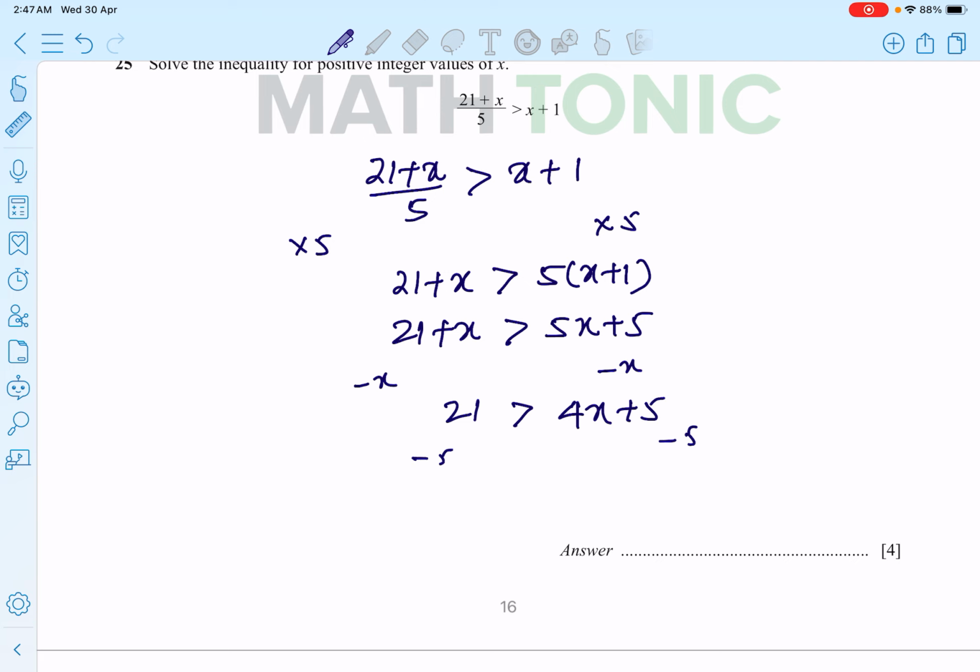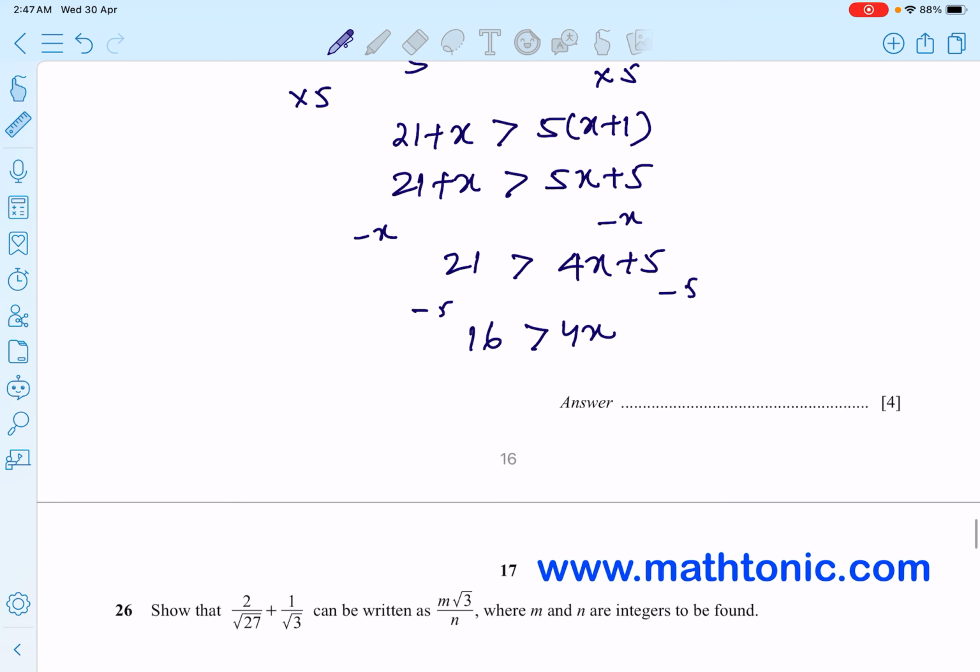Then minus 5. So 21 minus 5 equals 16, greater than 4x, right? So we can divide by 4 on both sides. So 16 divided by 4, it will be 4 greater than x. We can also write it this way, x should be less than 4. You can write any one answer, you get the marks for this one. Did you get it, everyone?